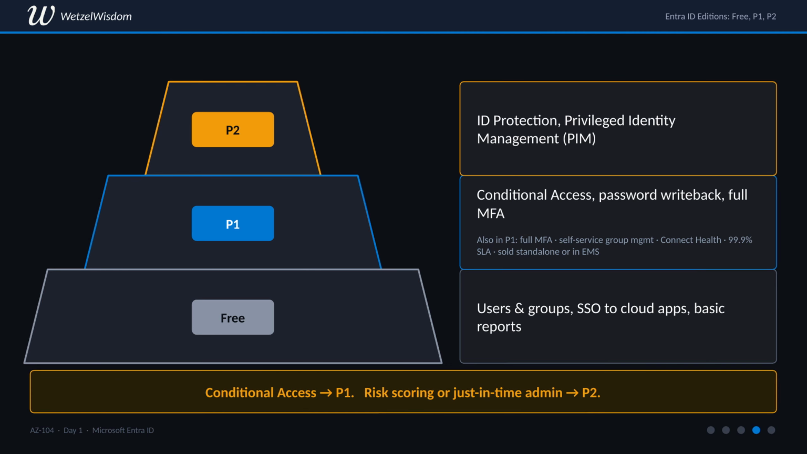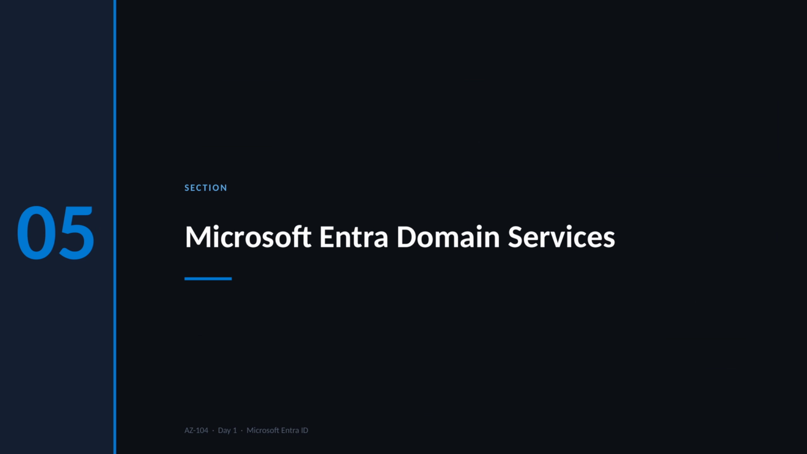If it's something that controls access based on conditions, it's P1. If it responds to risk automatically or grants admin rights just in time, it's P2. Now there's a third product in this family called Microsoft Entra Domain Services, and I'm going to do my best to explain it. It really isn't that important, but the exam loves to dangle it as a wrong answer.